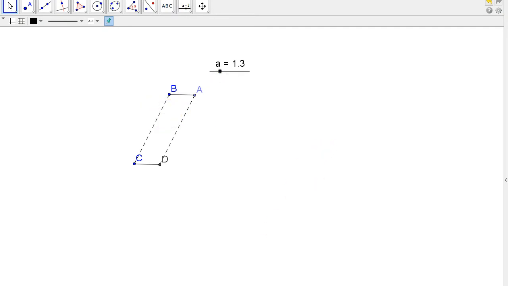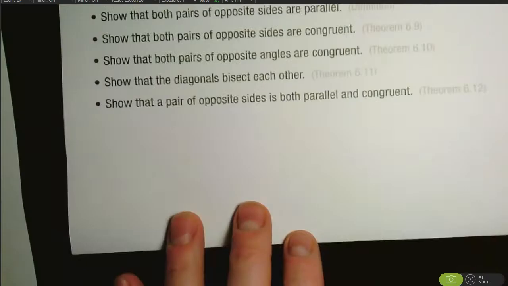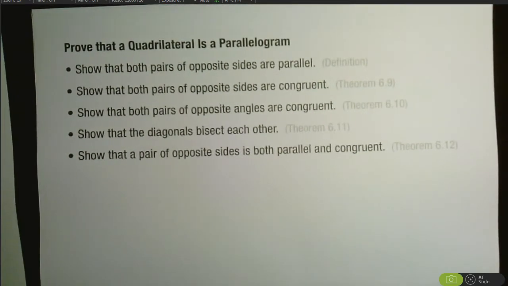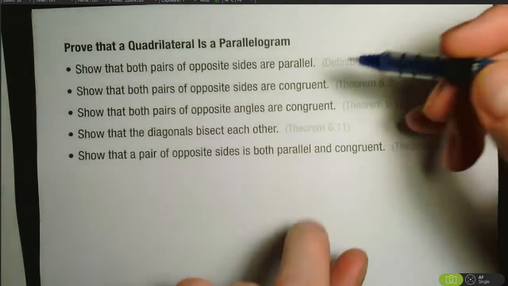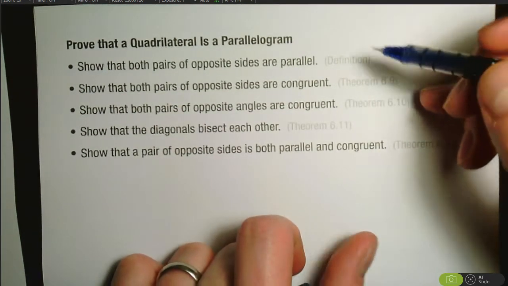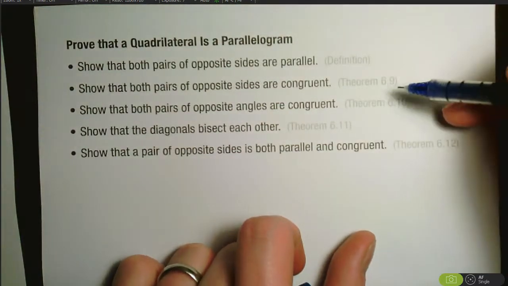So here's a quick summary then. The book has these 5 ways to show you have a parallelogram, at the end of the section. The first way is to show that both pairs of opposite sides are parallel. That's by definition, which is true. That's the definition of a parallelogram: a quadrilateral with both pairs of sides parallel.